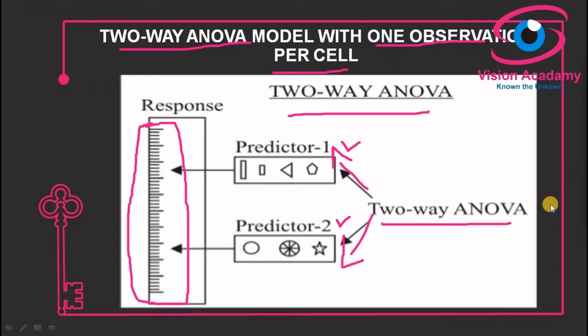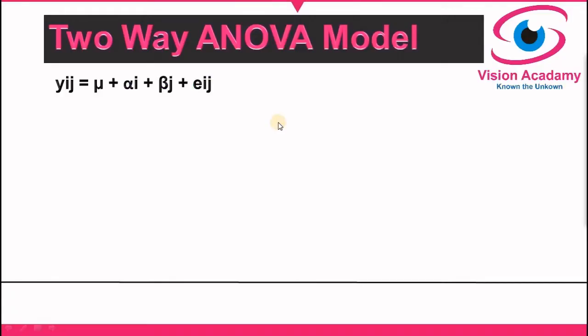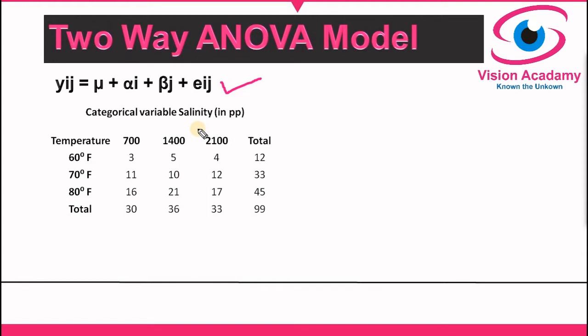Then let us focus on the model of two-way analysis of variance. This is the model: Yij is equal to mu plus alpha i plus beta j plus Eij. This is the model for two-way ANOVA. I will explain this with an example. Here again I have considered the last example of the categorical variables salinity and temperature. Since we have two categorical variables in this case, we have to consider this. I will show you how to enter data into this model for two-way analysis of variance. For that I have taken this example.